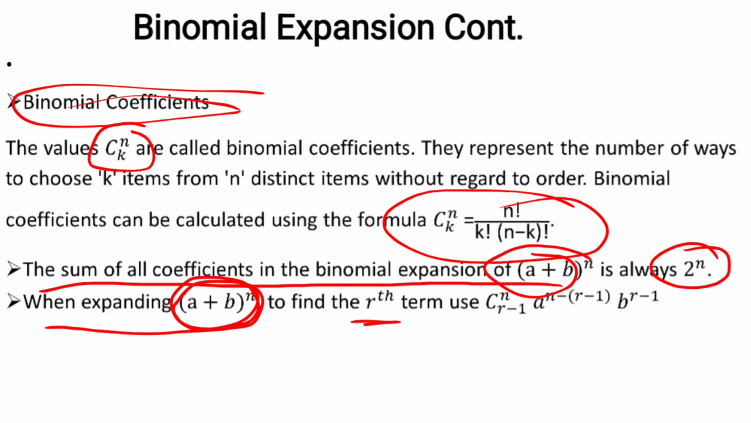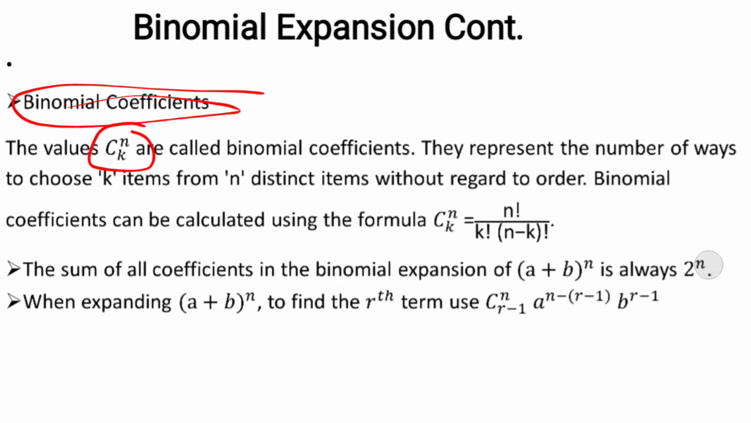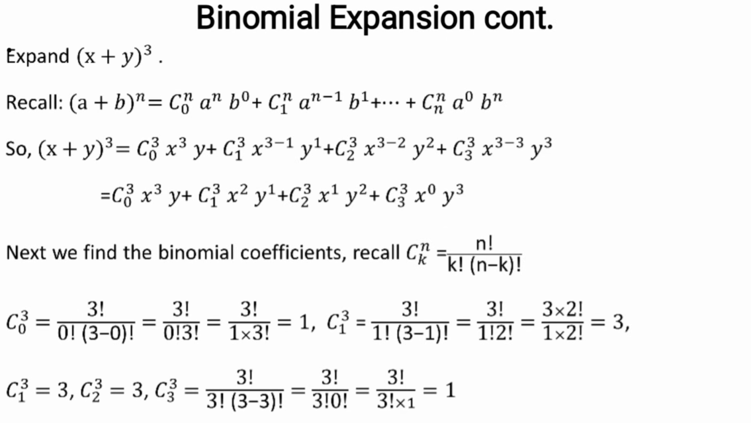Another thing you need to know is that when you're expanding any binomial expansion of this form and you're told to find the r-th term, always use this formula. Always. So you're using the formula n combination r minus 1, a raised to power n minus (r minus 1), b raised to power r minus 1, when you're told to find the r-th term of such an expansion. So you need to know them by heart, okay? So that's basically our definitions and things you need to know for knowledge. We'll go straight to the example.